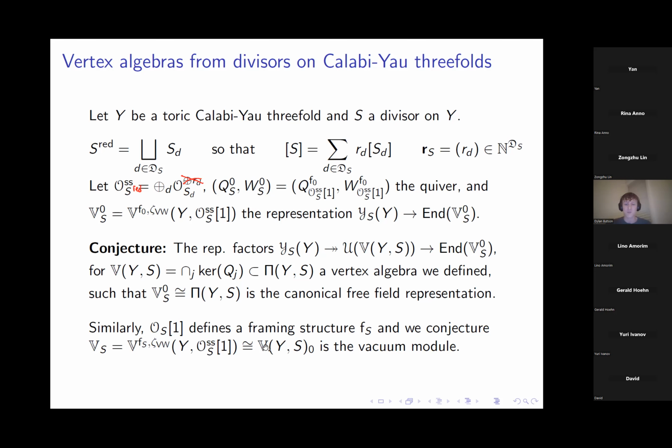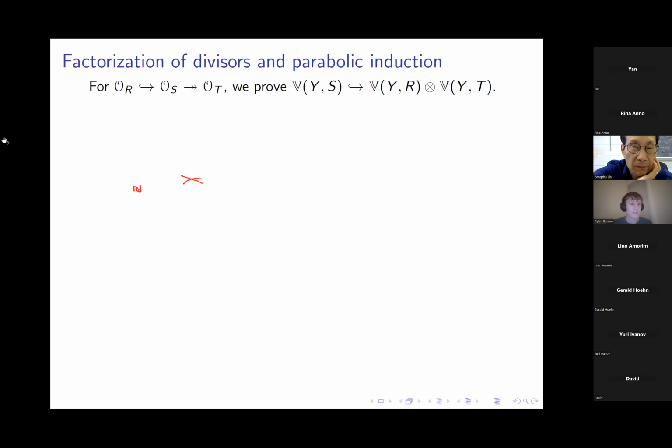you should find the actual vacuum module for this vertex algebra as the geometric module for this different choice of framing structure. And more generally, there are other framing structures interpolating between those, which we expect to correspond to other modules. So now let me quickly, on this last slide, explain a little more about what that looks like.